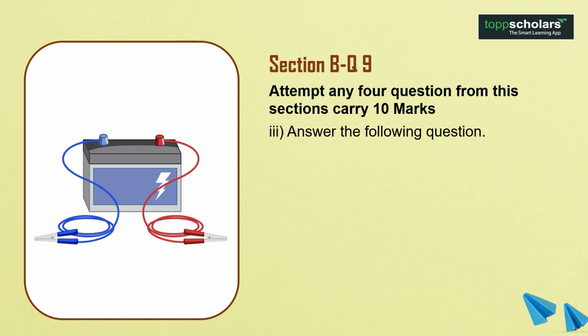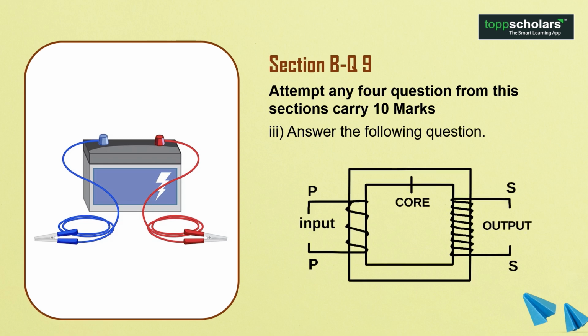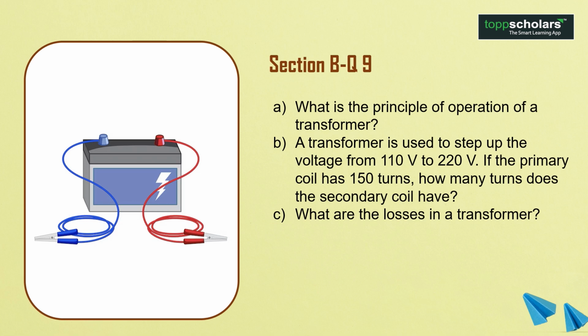Let's have a look at the next question, the third question. It says, answer the following question. Consider the diagram for a few minutes. This question is for 4 marks. The first part says, what is the principle of operation of a transformer? The second part, a transformer is used to step up the voltage from 110 volts to 220 volts. If the primary coil has 150 turns, how many turns does the secondary coil have? The third part says, what are the losses in a transformer?